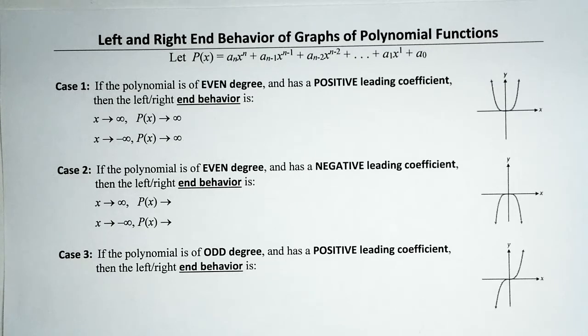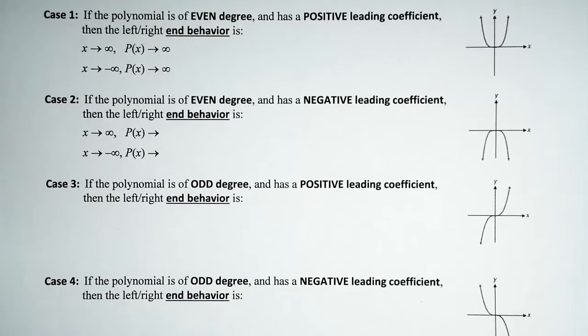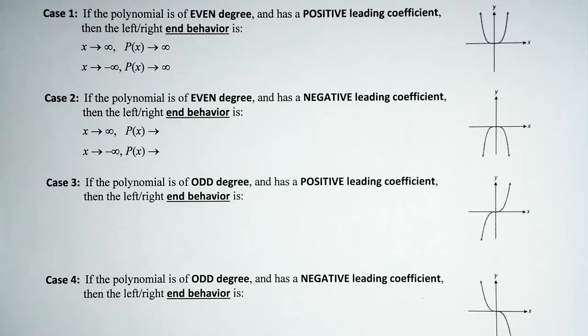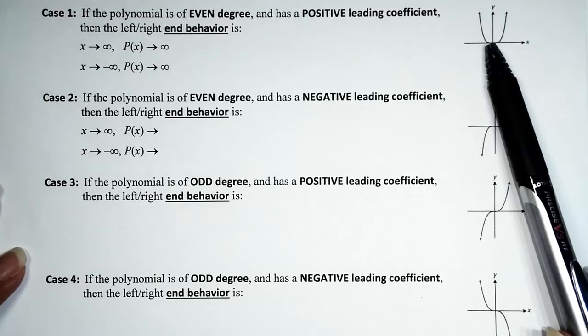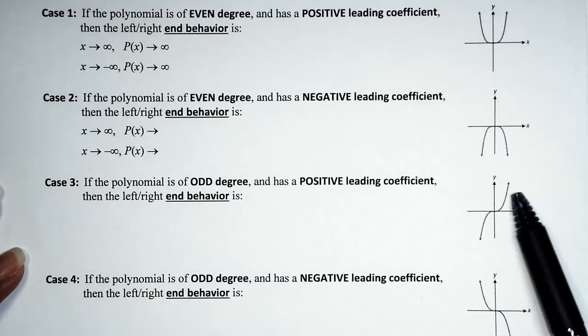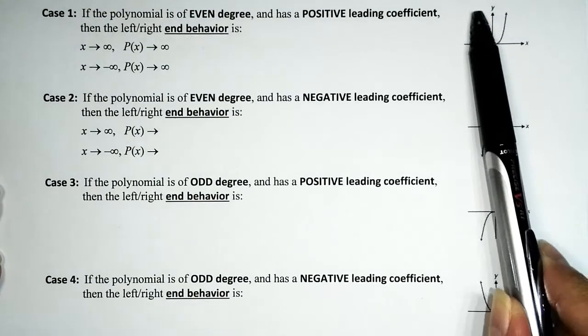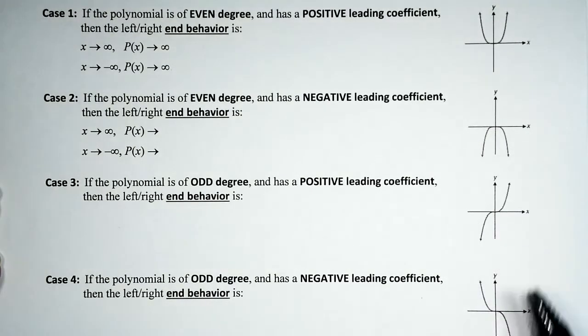Hi guys, today we are going to be focusing on the left and right end behavior of the graphs of polynomial functions. The cool thing about the graphs of polynomial functions is that regardless of whether we have a polynomial of even degree or odd degree, or a positive or negative leading coefficient, as x approaches positive infinity, the function value will either increase or decrease. As x approaches negative infinity, the function value will also increase or decrease, and that's what we're going to focus on.